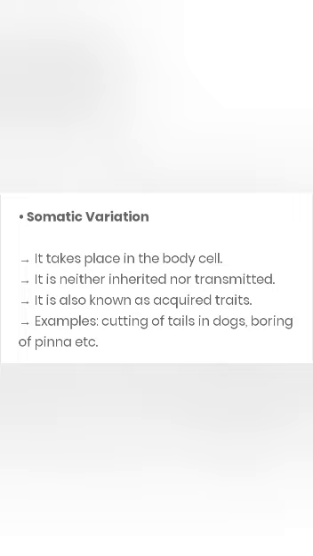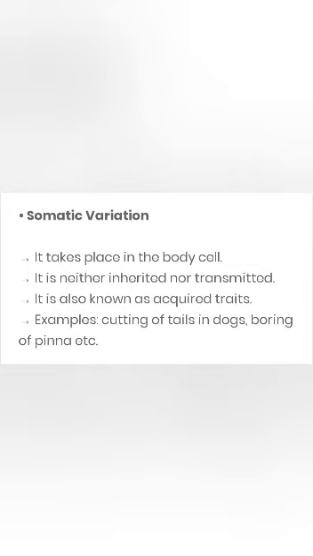Somatic variation. This type of variation takes place in the body cells. That is why this type of variation is called somatic variation. Soma means body cell. That is the reason this variation is neither inherited nor transmitted, because this type of variation will take place always in the body cells. It is also known as acquired traits.